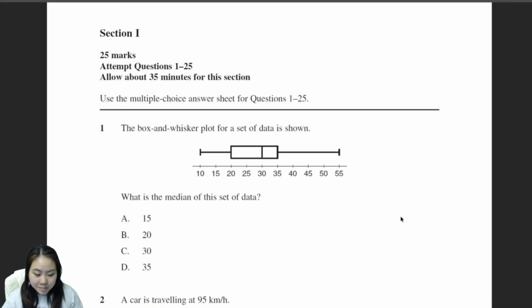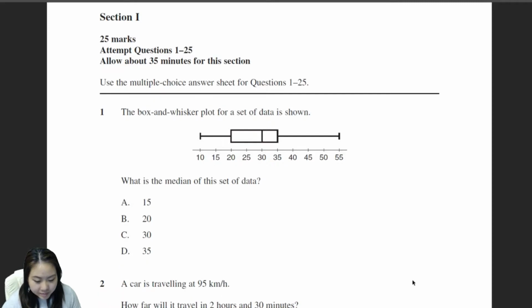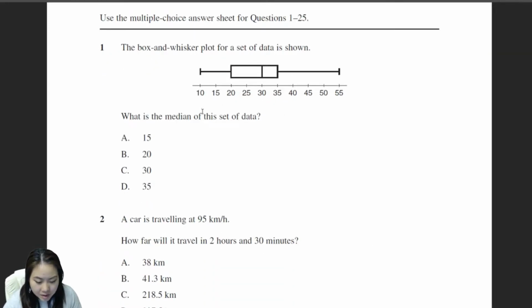Let's get started. Number 1. The box and whisker plot for a set of data is shown. What is the median of this set of data? Now, if you know your box and whisker plot, this is the median. So it's going to be C, 30.